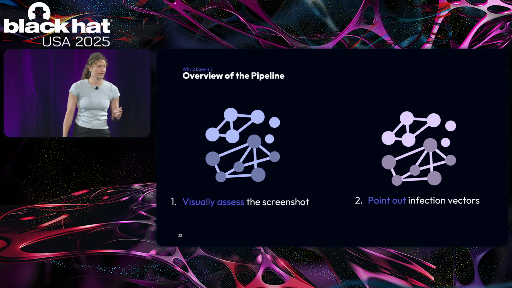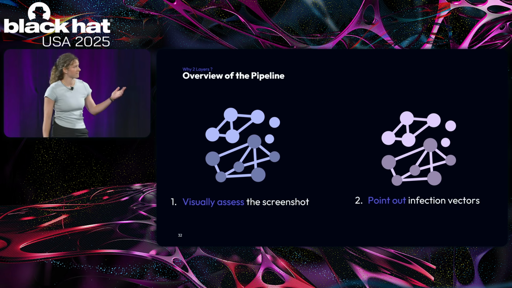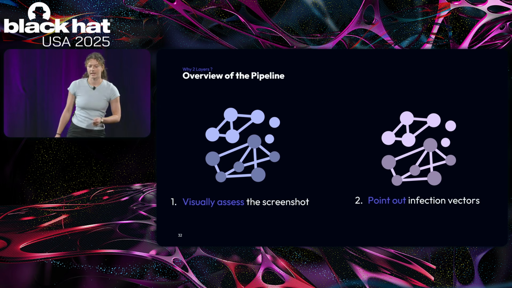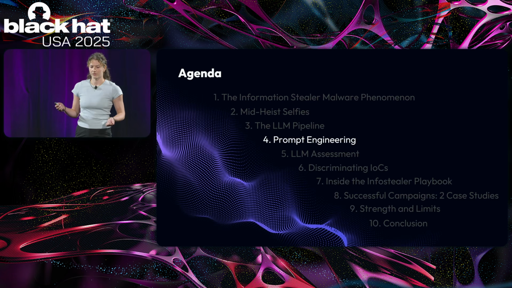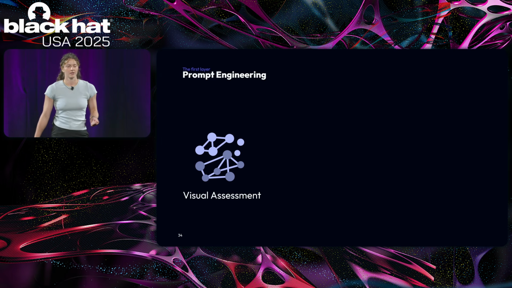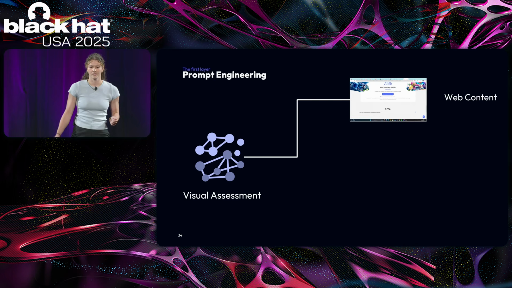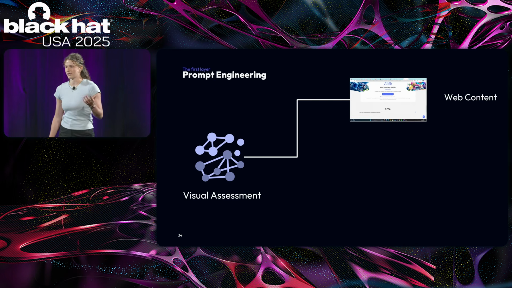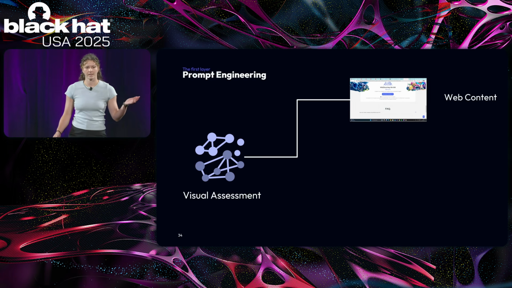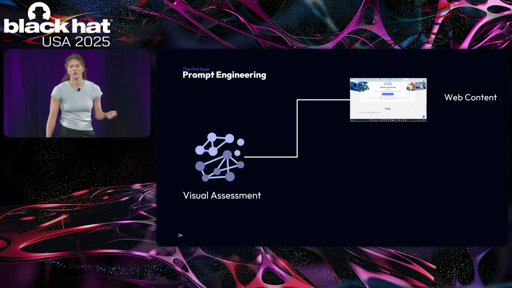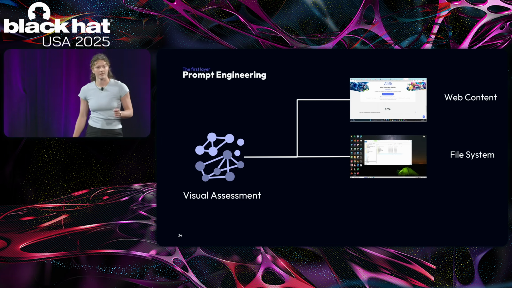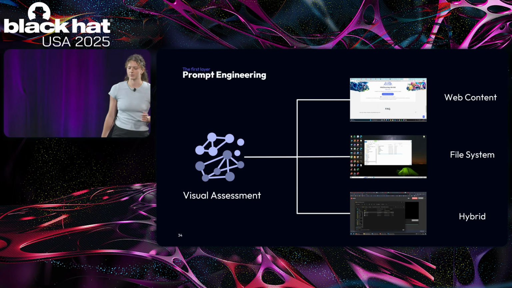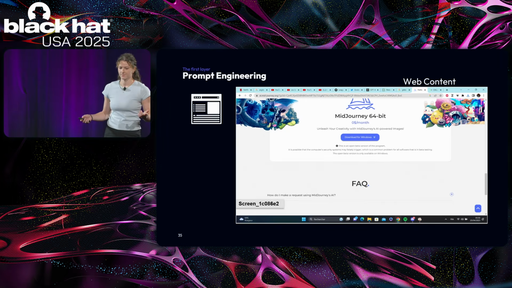So now we have 2 layers, one for the first task, visually assessing the screenshots, and the second to point out the actual infection vector. Now that we know this lesson, we came to prompt engineering. Let's talk about the first layer. We visually screened the screenshots we analyzed first, and we saw that we could categorize them into 3 classes. Web-based content, so a screenshot only displaying a web page. File system, and the last one was hybrid, so you have both content.